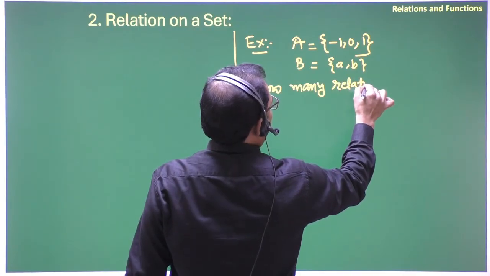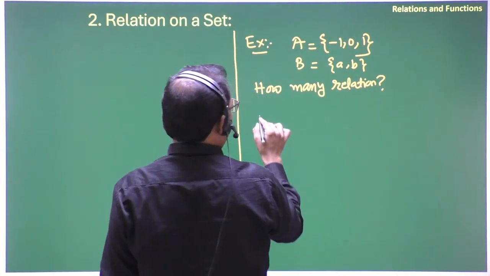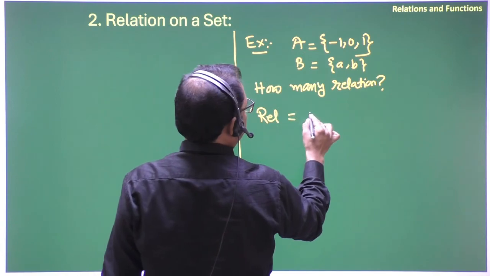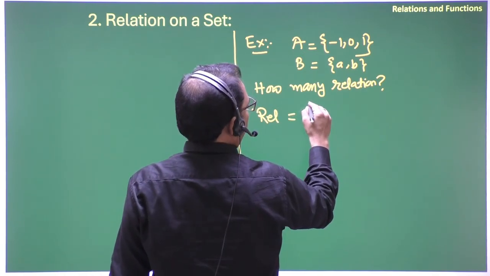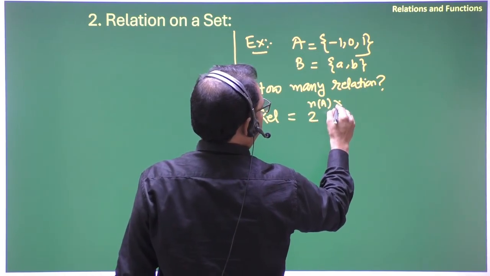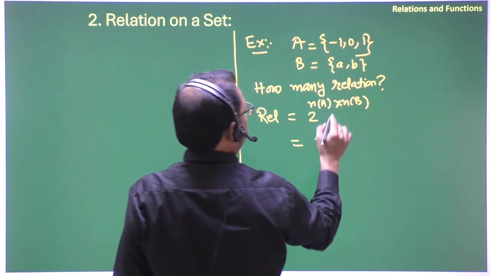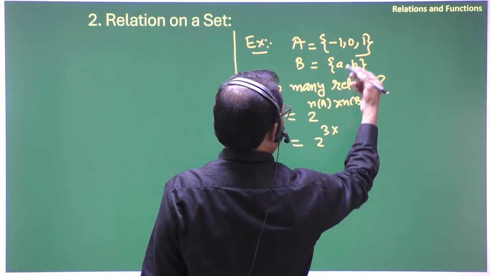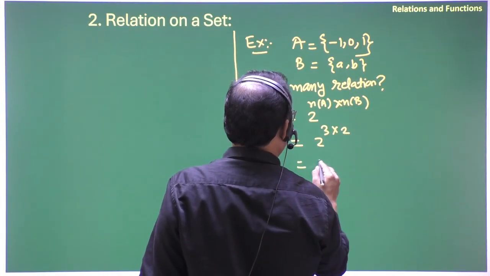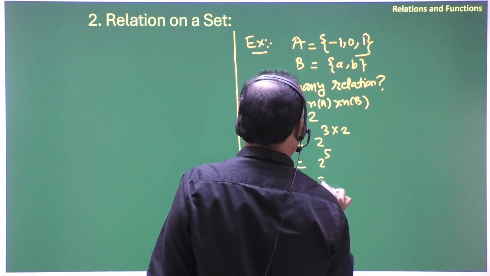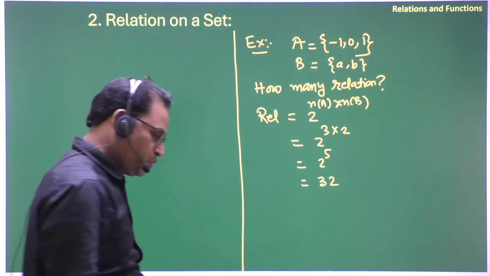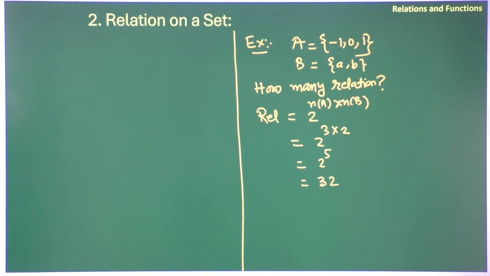So from A to B, how many relations can we define? The total number of relations is 2 to the power m into n, the number of elements in A multiplied by the number of elements in B. The number of elements present in A is 3, and in B is 2, so 2 to the power 5, which is 32. So in total we can define 32 relations from the set A to the set B. Hope you understand this part.